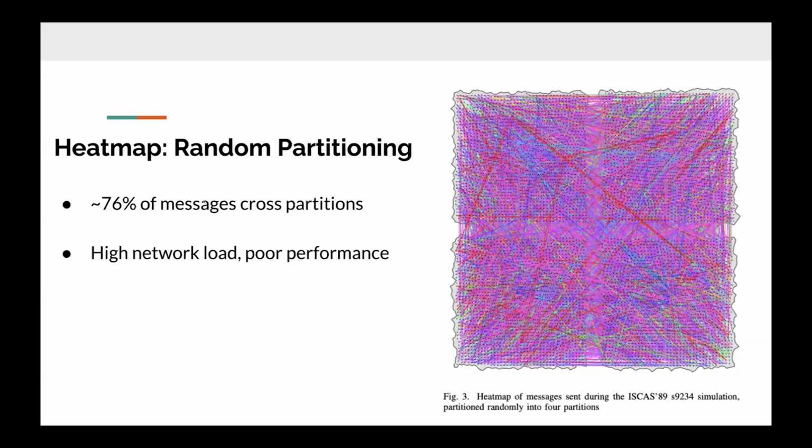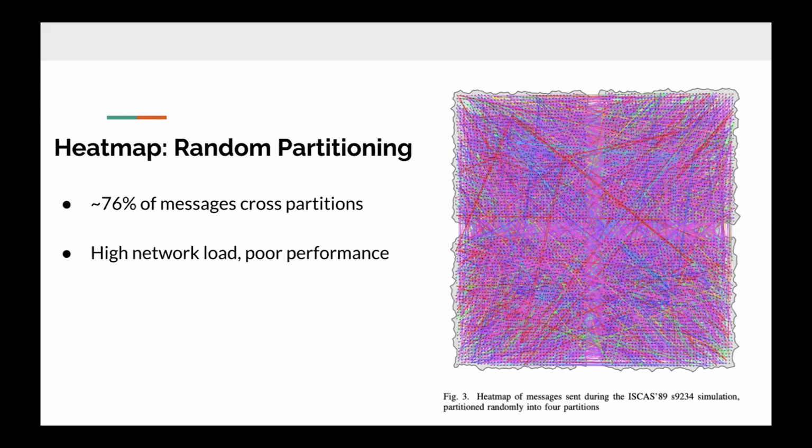This results in 76%, actually 75.83, but I mentioned it as 76%, of messages in the simulation ending up inter-partition, that is, they must travel over the network. This significantly increases the communication overhead, reduces synchronization efficiency, and ultimately slows down the entire simulation. And this isn't just a worst case example, it's representative of what happens in many practical simulations when no attention is paid to communication patterns during partitioning.